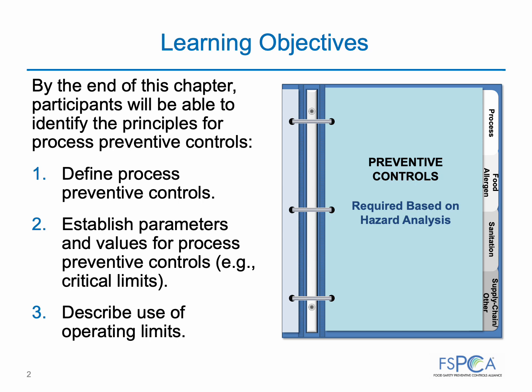Process preventive controls are frequently called critical control points, CCPs. A CCP is defined in the regulation as a point, step, or procedure in a food process at which a control can be applied and is essential to prevent or eliminate a food safety hazard or reduce such hazard to an acceptable level. See Appendix 8, Definitions. Once a process preventive control, such as a CCP, is identified for a specific hazard, parameters and values are established to control the hazards identified in the hazard analysis.